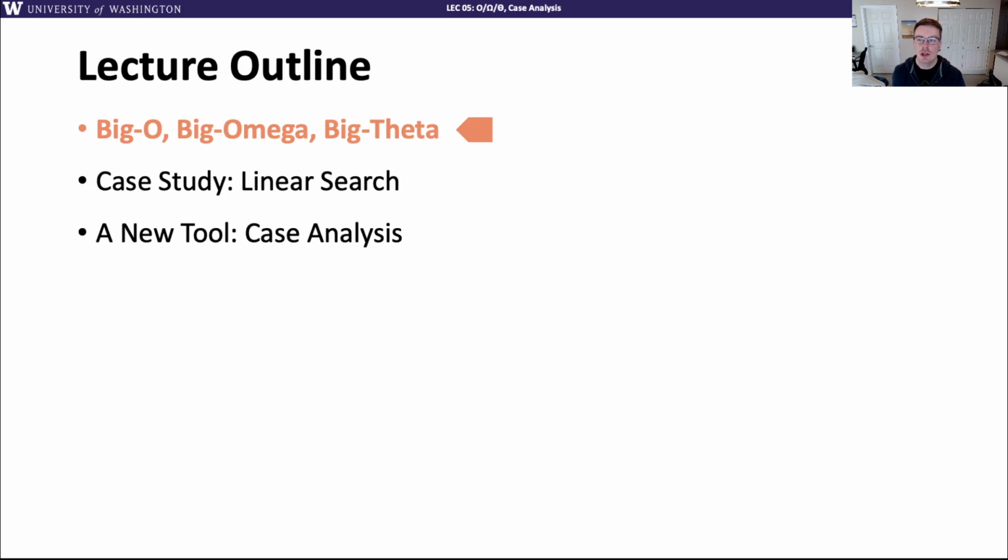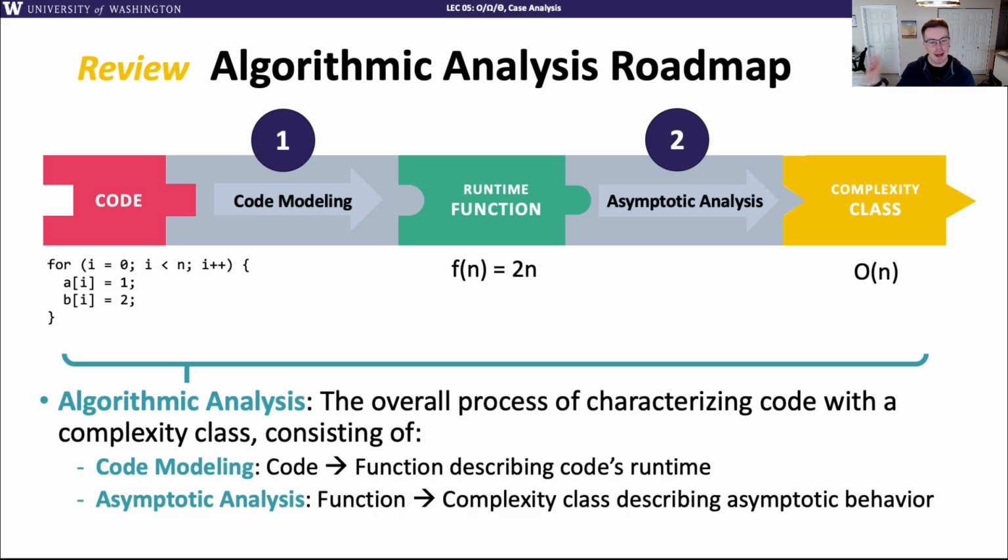So to kind of recap where we were from last lecture, we introduced this whole process of algorithmic analysis, where you start at code, and your first step is code modeling to turn it into a function describing its runtime. And remember, it could really describe anything, but by default, we usually assume runtime. And then once you have that function, you could then apply asymptotic analysis to find a complexity class or a big O bound. And this was our whole pipeline, where we went from code to a function with code modeling, and then from a function to a complexity class with asymptotic analysis.